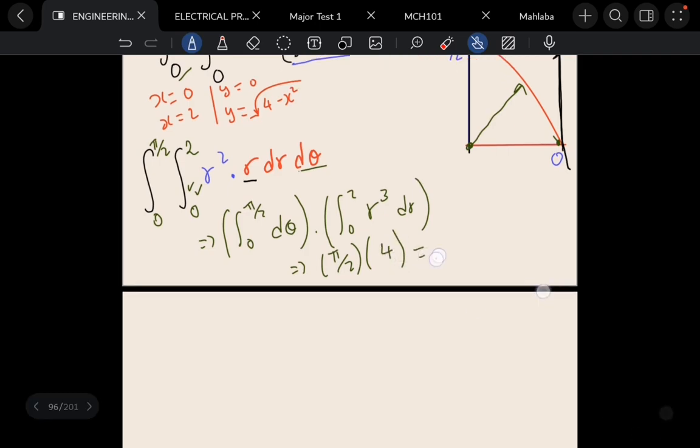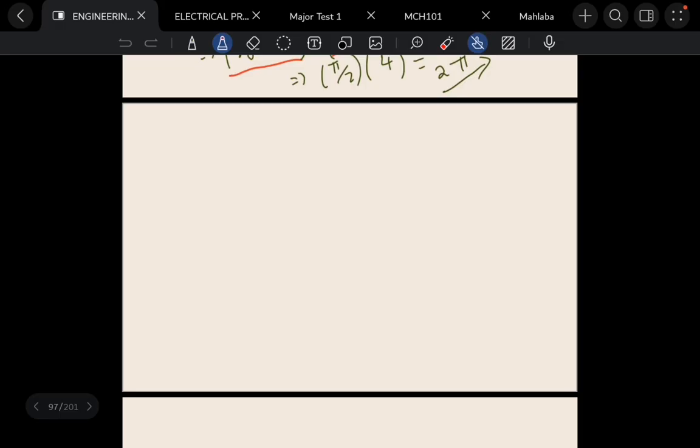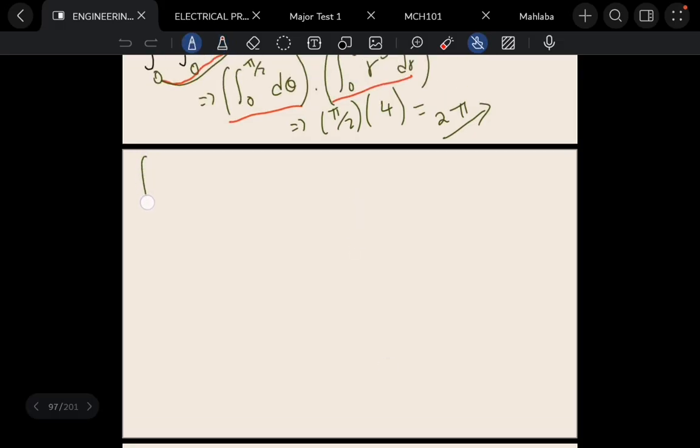And I'm going to have 2 pi as this thing, because what we did was group the last integral with the differential, this integral with that, integrate here, integrate there, and multiply the two answers. Right, so let's look at another example.